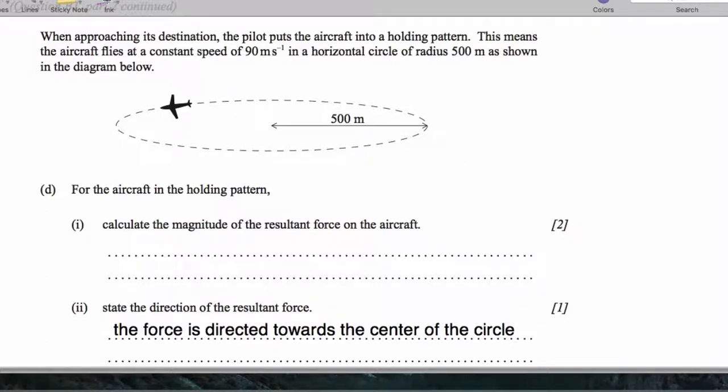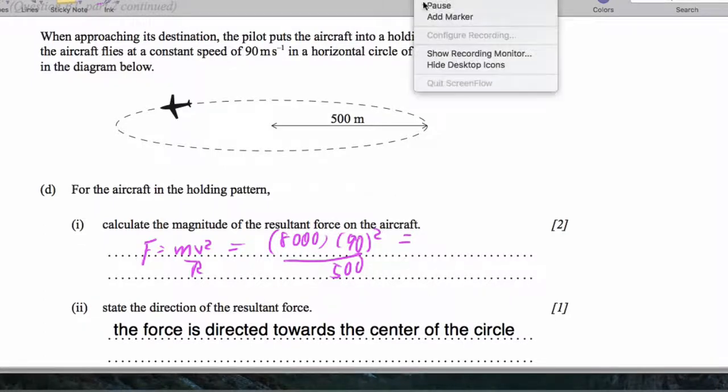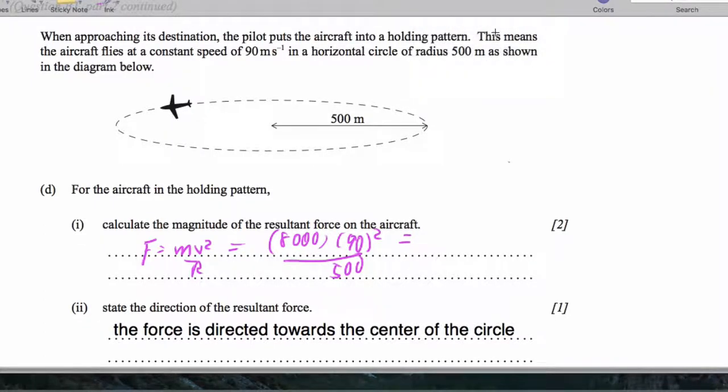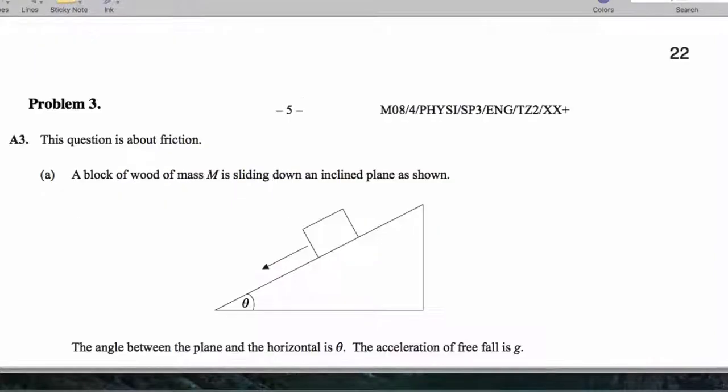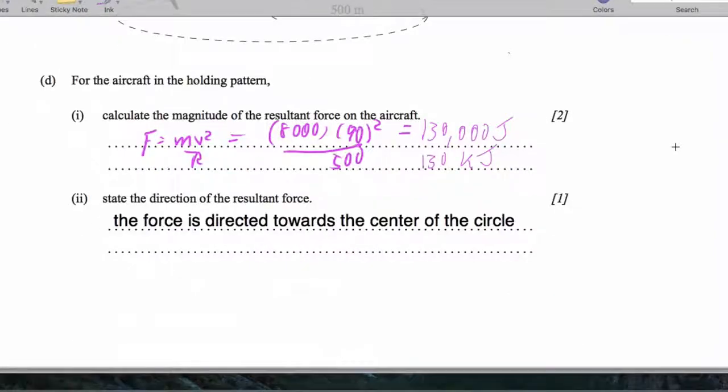That is F equals mv squared over r, which is going to be 8,000 times 90 squared divided by 500. And when we actually get that force, we end up getting 130,000 newtons, or if you prefer, 130 kilonewtons. So, yes, that is it for this problem.